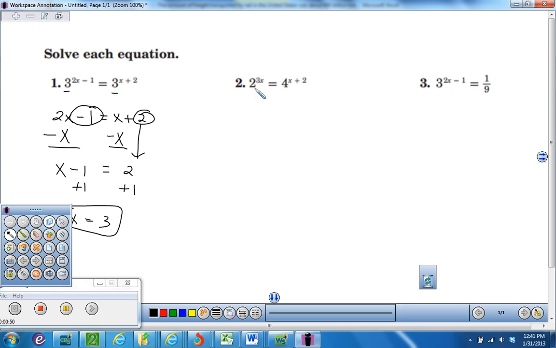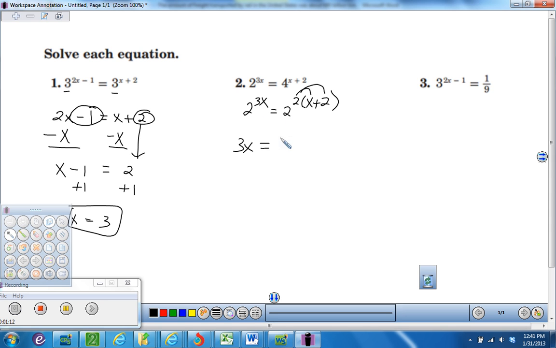Now here we have 2 to the 3x power is equal to 4 to the x plus 2. Okay, they don't have the same base, but what we can do is rewrite the 4 in terms of 2. So it'll be 2 squared to the x plus 2. Remember to distribute the 2. Now that we have the same base, we can put them equal to each other.